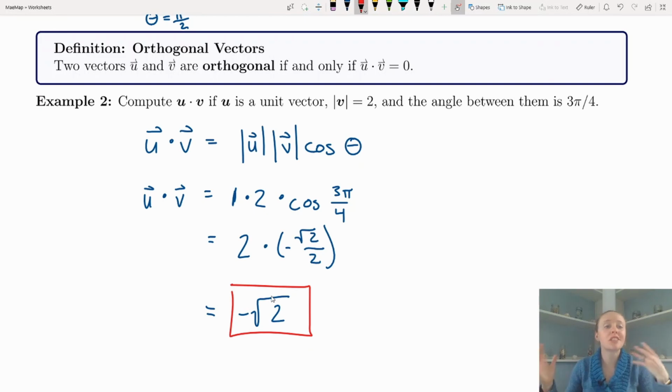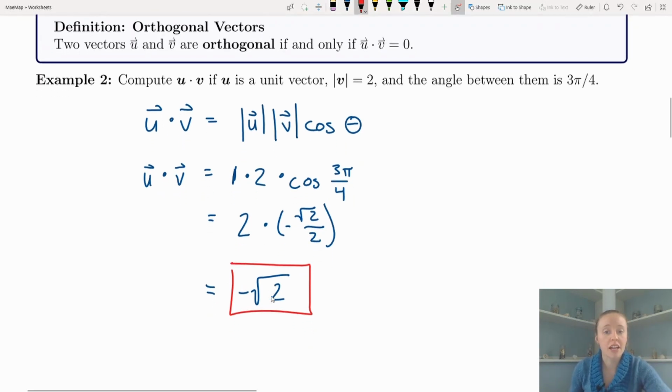Now, in order to use this definition of the dot product the way that we've been using it, we would need to know the angle, which a lot of times is either hard to calculate or maybe unknown. Or maybe we're even solving for that angle. Well, there's a different definition that we can use for the dot product to help us get there.